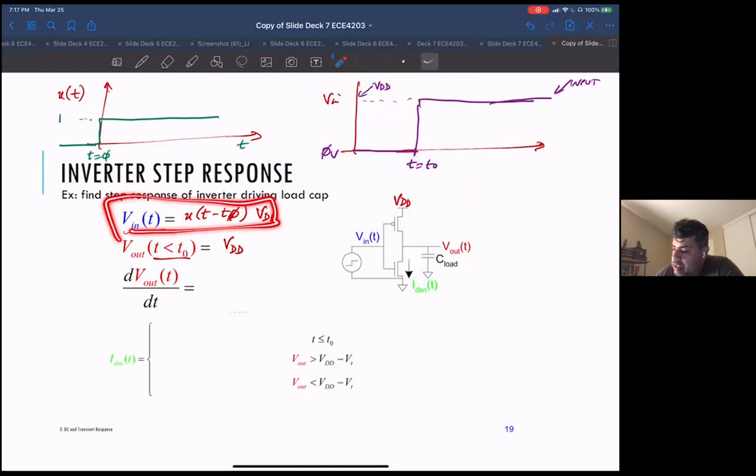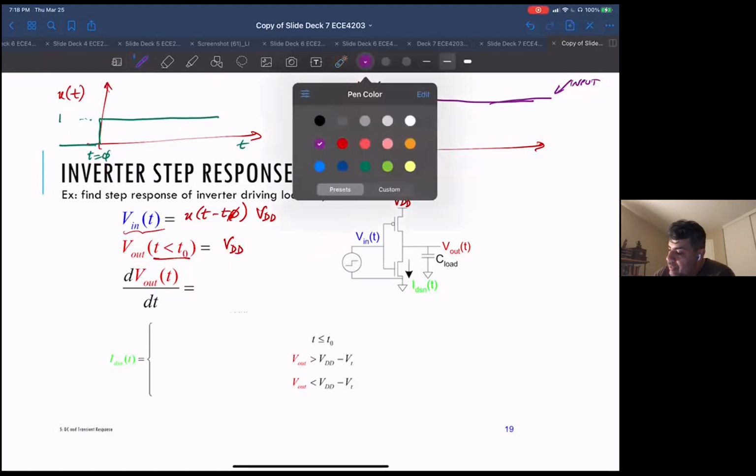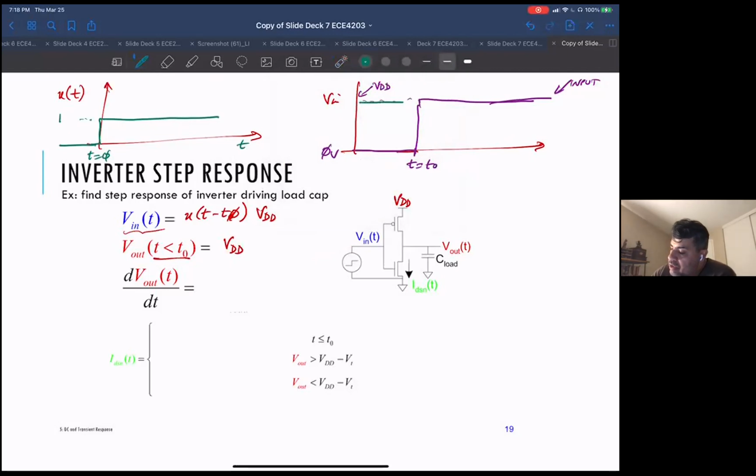In other words, it's an infinitely fast transition from 0 to VDD on the input. A real transition will have some rise time because something else is driving this and it'll slow it down. But for the simplified expression, we're assuming a perfectly fast rise time. If I draw the output in green, before this point it would be at VDD because it's an inverter.